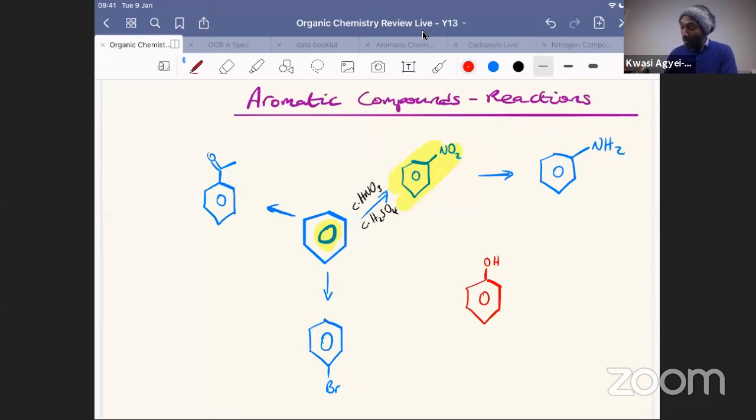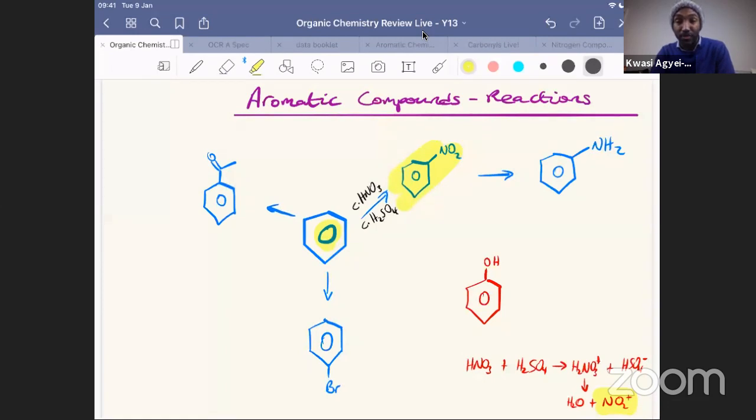If you're wondering what this reaction looks like, you would need HNO3 plus H2SO4, and that initially will form H2NO3+ and HSO4-, and then your H2NO3+ will break down to give you a water molecule and your NO2+ species. Okay, so it's the NO2+ species that is the electrophile in this reaction. Okay, and we'll look at the mechanism very shortly.